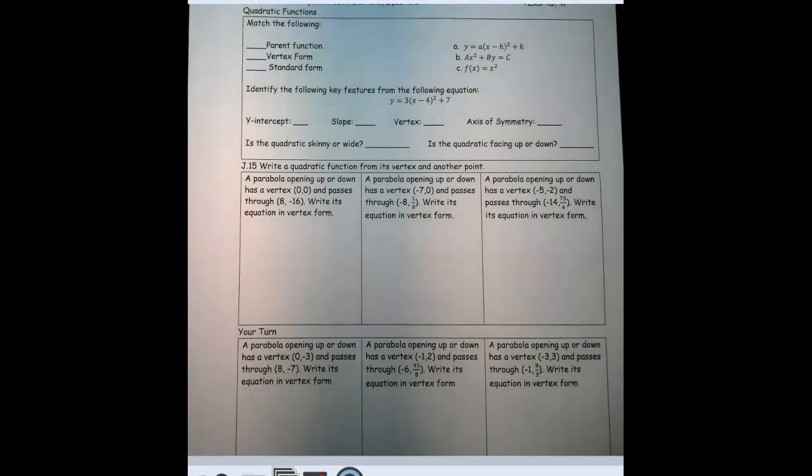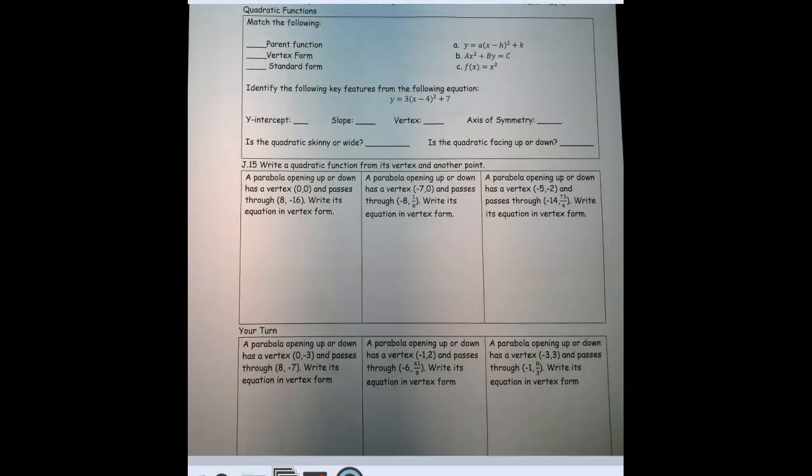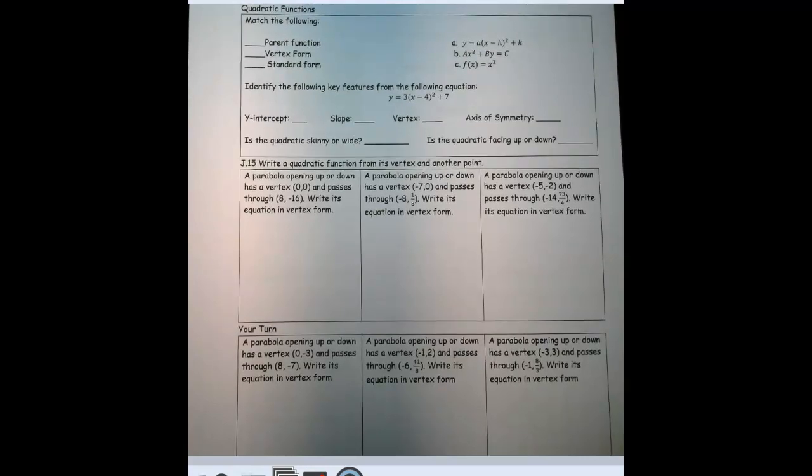Hello, today we're going to be looking at quadratic functions and equations. What I'd like you to do, just to jog your memories, is go ahead and match the following. I'll give you a few seconds to do that. So hopefully you remember from Algebra 1 that the parent function would be C.